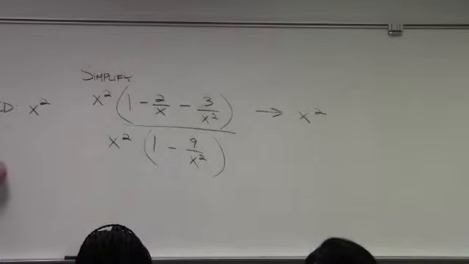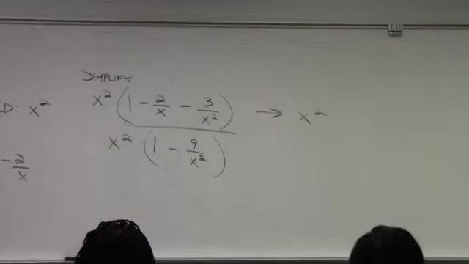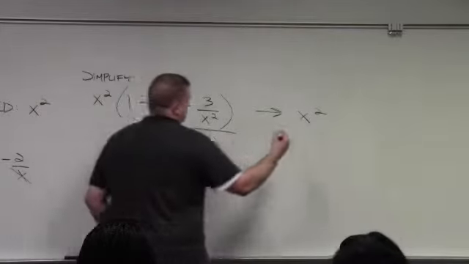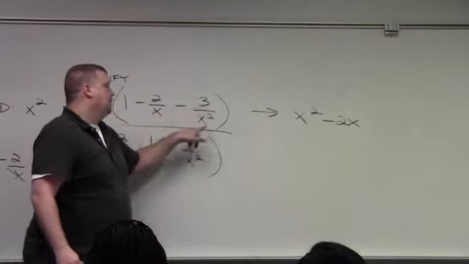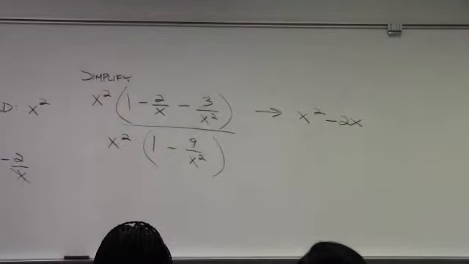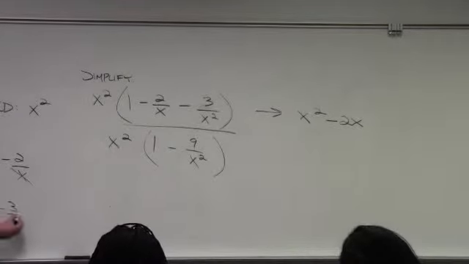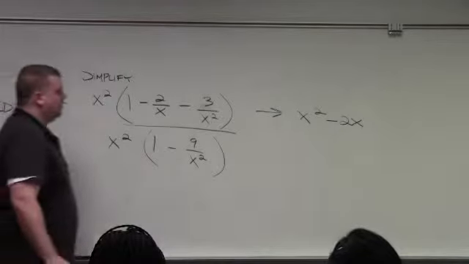If I have x squared times negative 2 over x, you can do this work off to the side: I can put my LCD over 1 and then reduce. So x squared and x leaves me with x. So I have x times negative 2, negative 2x. Next, x squared times negative 3 over x squared. It would be negative 3, because the x squareds simply cancel and leave you with negative 3.